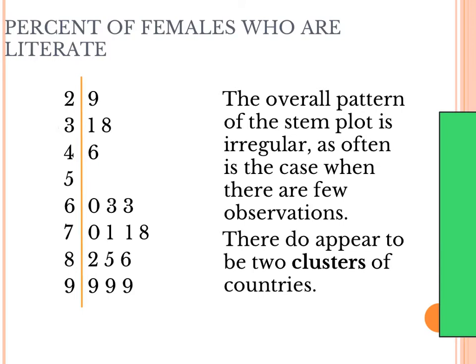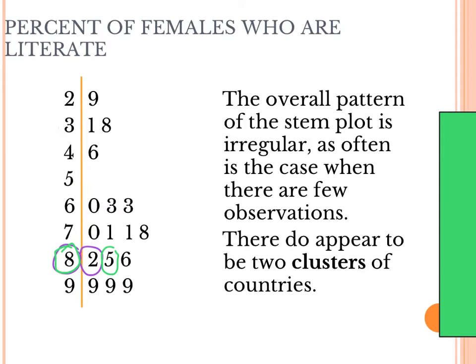For example, Lebanon would be 82%, and Malaysia would be 85%, and so forth and so on. So you not only want to be able to construct a stem plot, but also read it and pair it back to the original data that it came from.